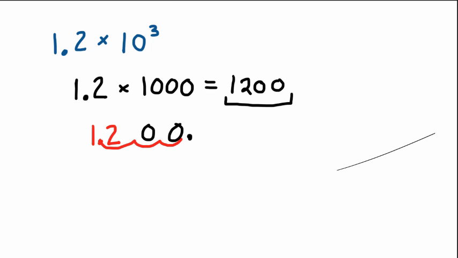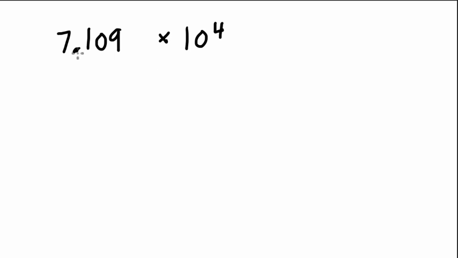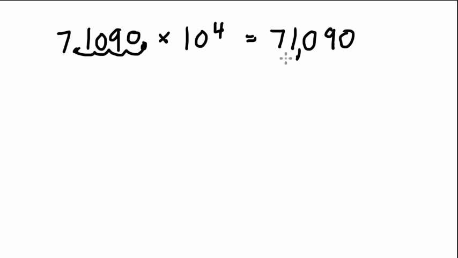So for another example, let me just do one more. If we took 7.109 times 10 to the fourth, move over 1, 2, 3, and 4 times. Here's our decimal here. Add the 0. The answer is 71,090. So that's kind of the pattern that we're looking for.